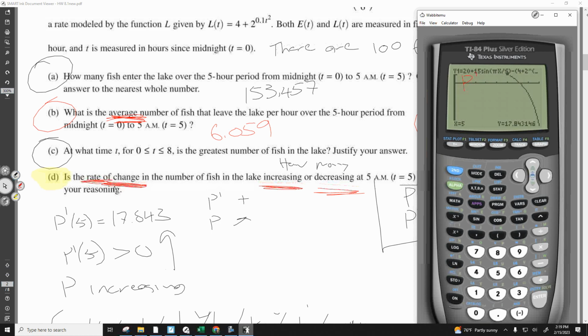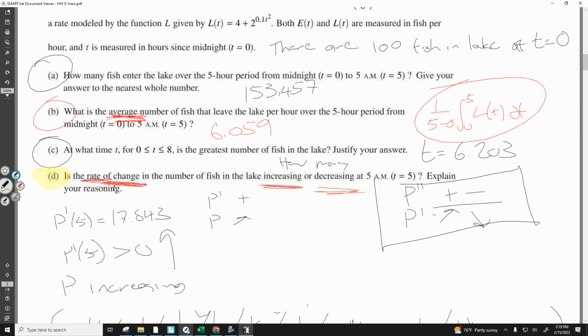How can you determine? Find the derivative at 5. P double prime, which is R prime minus D prime, is negative. D prime is decreasing. The rate that water is changing is decreasing. Isn't that tricky? The way that they read it, you think it's like, is the amount of fish increasing or decreasing? And you look at a sign of a derivative. In reality, we're looking at whether our derivative is increasing or decreasing. We need our second derivative.